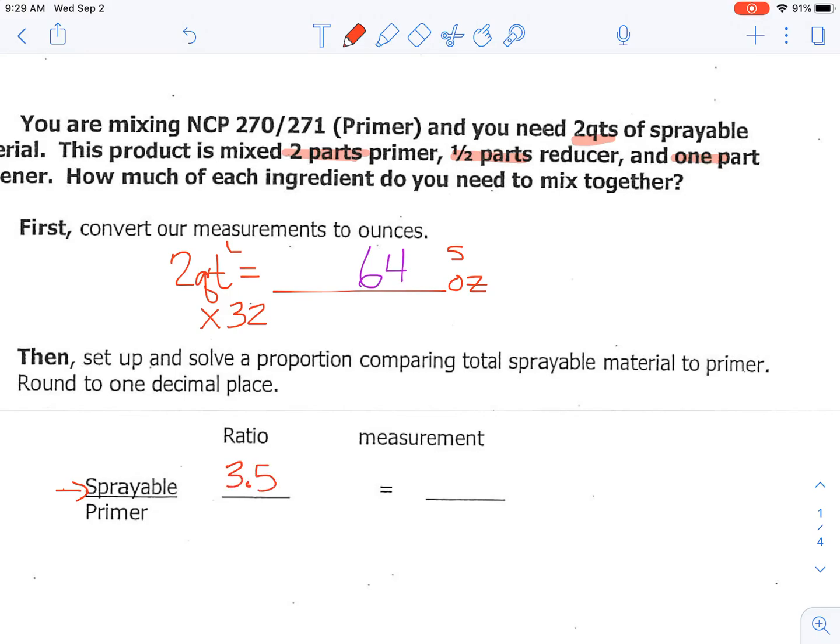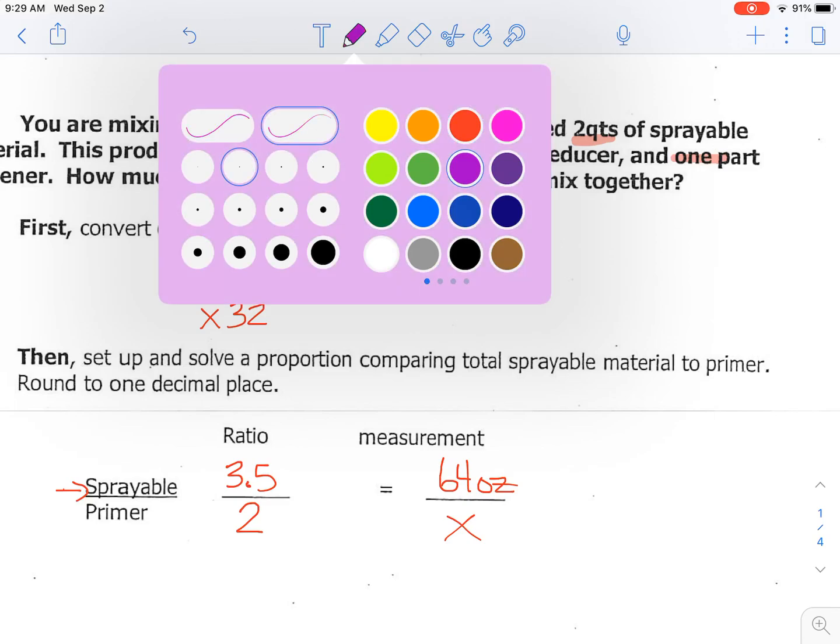How many of those parts are actually just primer? 2 of them are just primer. See that up here? And then on the right hand side, the only measurement we know is that we need 64 total sprayable ounces. We don't know how many ounces of primer we're going to need. That's what we're solving for.